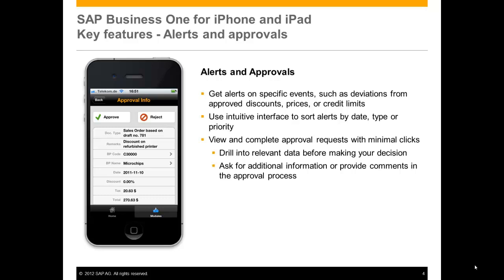You can use the intuitive interface to sort alerts by date, type, or priority. And you can also view and complete any approval requests that you receive with a minimum number of taps. You can drill into the relevant data you need to see before you make your decision. And of course, before you make your decision, if you wish to ask for additional information or provide comments during the approval process, you can do that from the application and have that automatically going through in real time to the other people inside your organization. And of course, if they're utilizing the Business One mobile application, they'll get it on their iPad or iPhone as well.